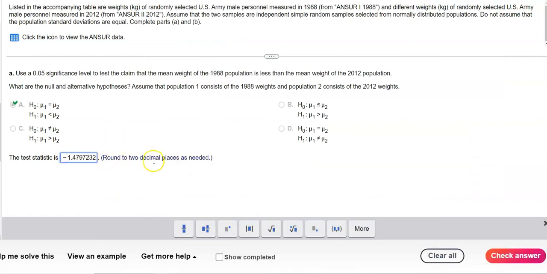This said to round to 2 decimal places, so after the decimal point, we go 1, 2 places to the right, and then we look one further digit beyond that and we see a 9. 9 means to round up, so we're going to change that 7 to an 8.